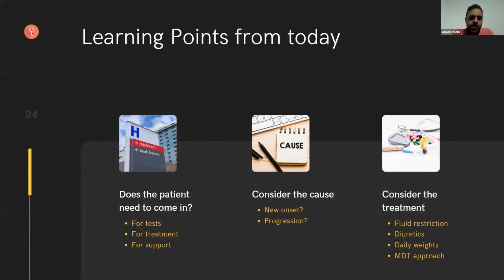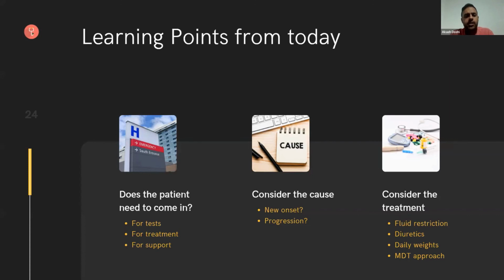But the most common reason that a patient will come in is for support. That will be if they can't manage their activities of daily living. So that's the thing you need to consider when you're talking to a patient. Are you able to manage at home? That is the key question to work out whether the patient needs to come in or not.